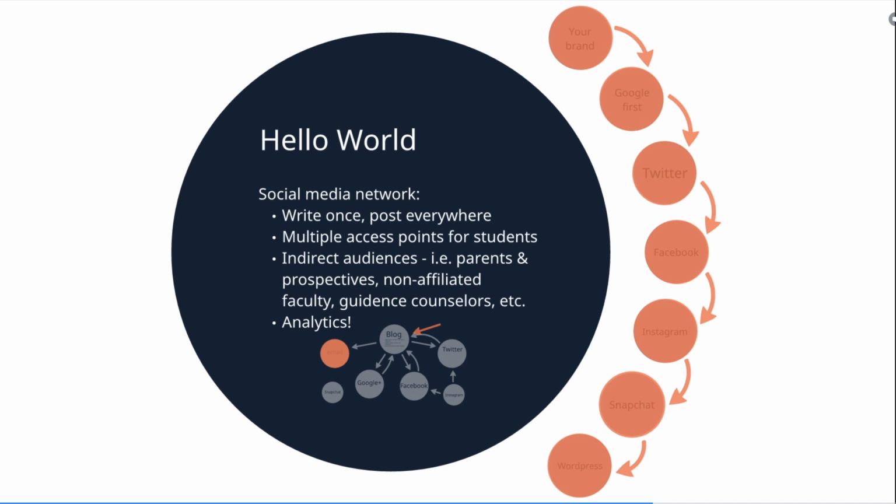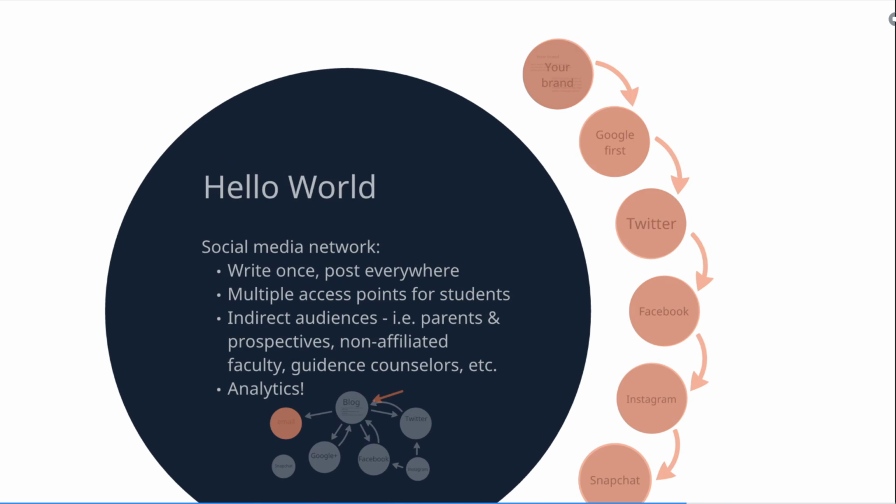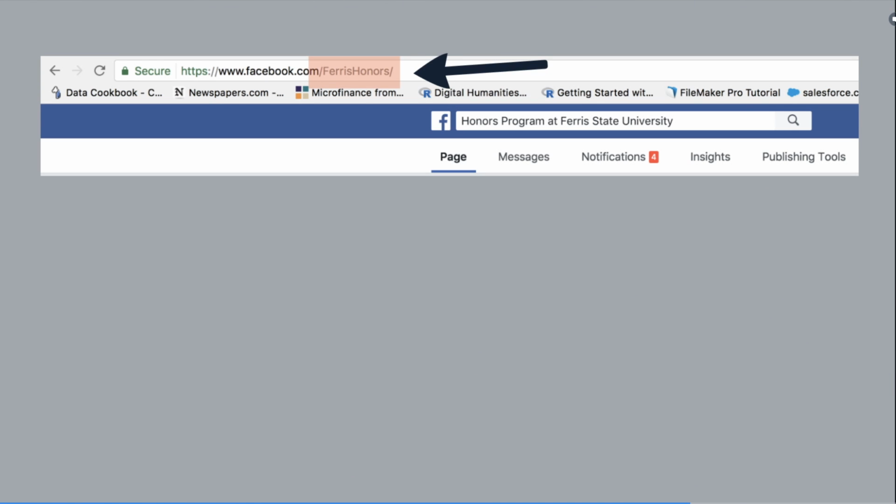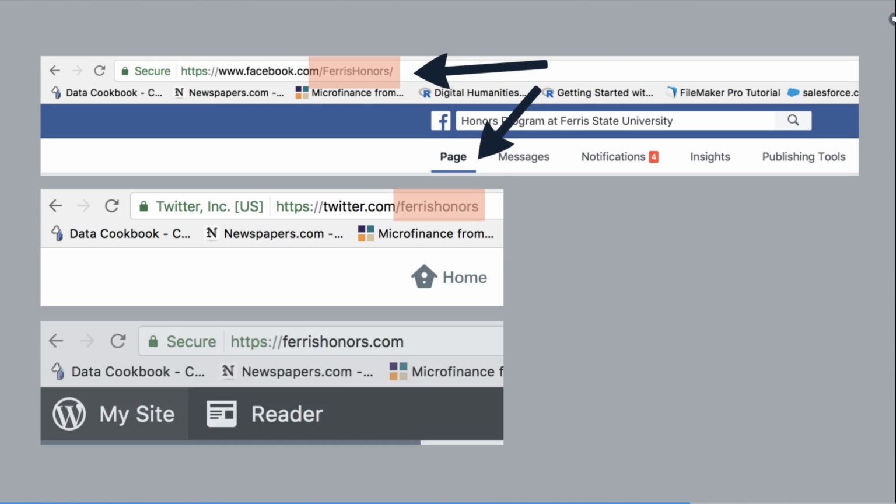There are two other things that we should think about before we get started with the installation. First, we need to think about your brand. So you'll need a handle, some word or phrase that can be used as a URL. And the second is you'll need a couple of images. You'll need a small image for your profile pic and a large image for the background. For the brand, the handle, this is what I'm talking about. We have it here in the Facebook URL, in the Twitter URL, and in the blog URL.